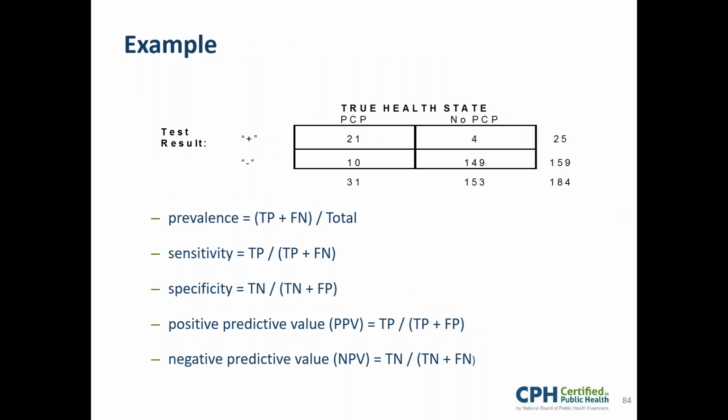In this particular case, we're looking at a case of pneumocystis pneumonia. That is our disease. The disease is listed across the top, so people who have pneumonia and people who don't have pneumonia. Then looking at the test for pneumonia, left to right are the number of people who had a positive test, and the number of people who had a negative test. You'll be able to calculate the prevalence, sensitivity, specificity, positive predictive value, and negative predictive value given these numbers. Next slide.